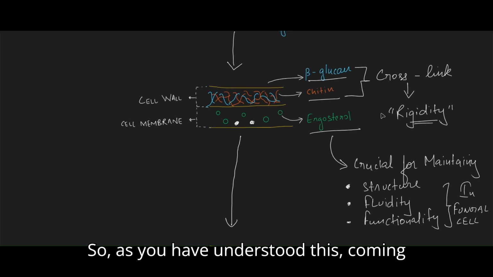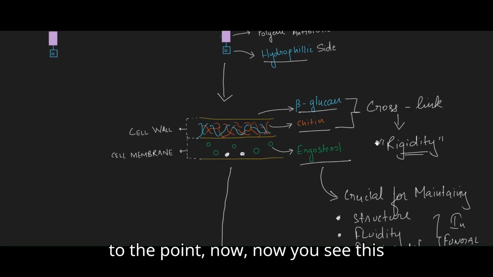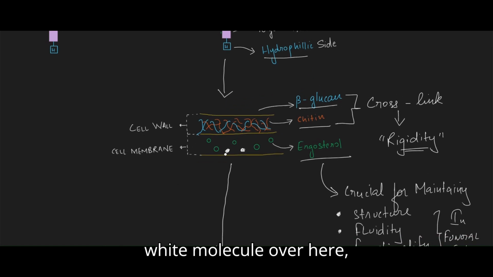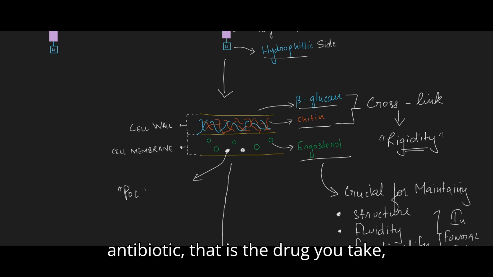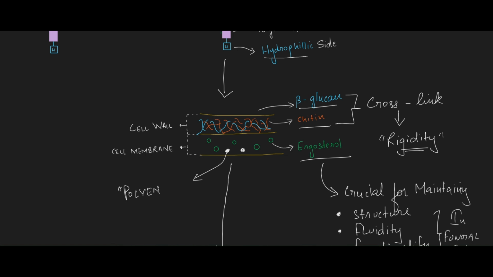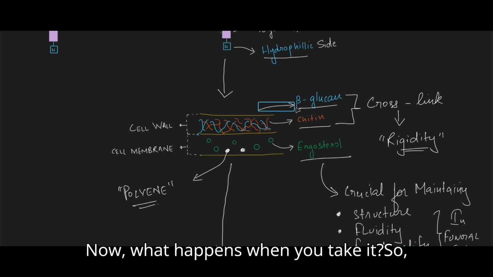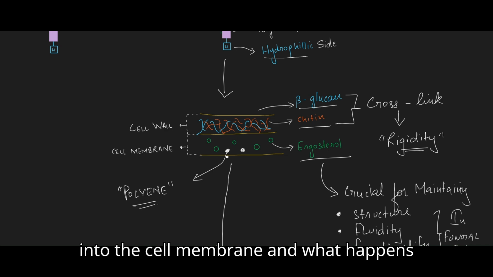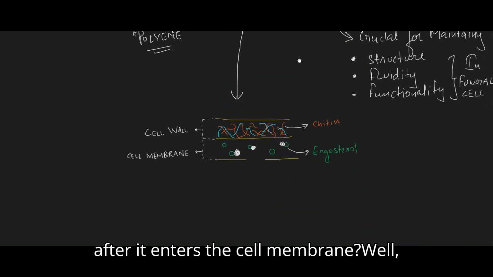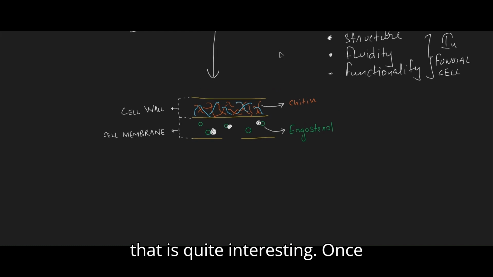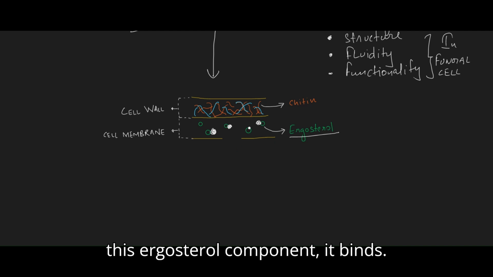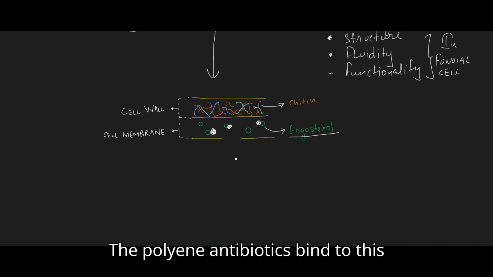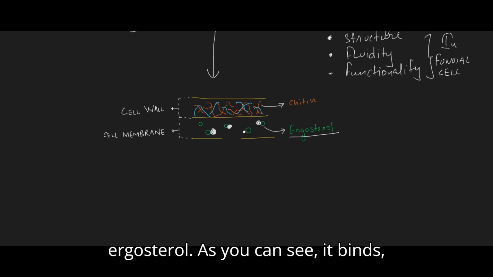So as you've understood this, coming to the point, now you see this white molecule over here. Don't worry, it's nothing but the polyene antibiotic. That is the drug you take, polyenes. Now what happens when you take it? As you can see here, it goes into the cell membrane, and what happens after it enters the cell membrane? Well, that is quite interesting. Once it goes to the cell membrane, as I told you, this ergosterol component, the polyene antibiotics bind to this ergosterol. As you can see, it binds.